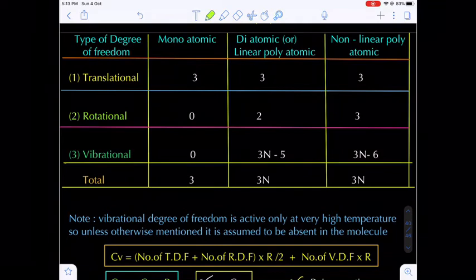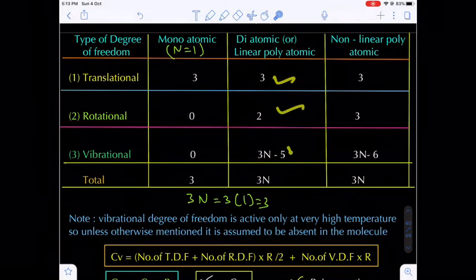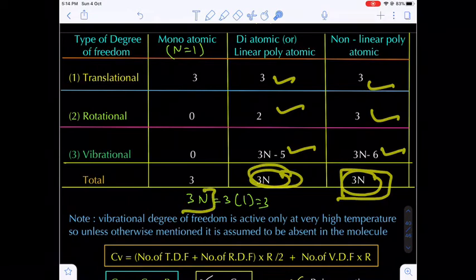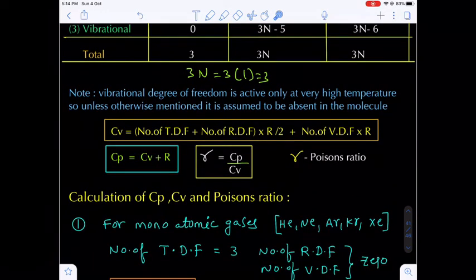Shall I write this as 3n? The total will be 3 into n. Here n is the atomicity, where for monoatomic the atomicity will be equal to what? 1. So that's why I am writing 3 into 1 is equal to 3. But in case of diatomic, 3 plus 2, 3n minus 5, so the total value is 3n. Here also 3 plus 3 plus 3n minus 6, the total value will be 3n. So what will be the maximum number of degrees of freedom? 3n. Okay. Now this is a very important note.